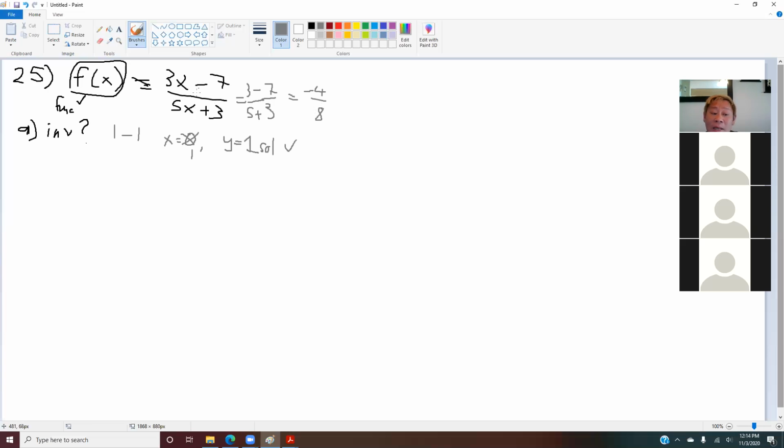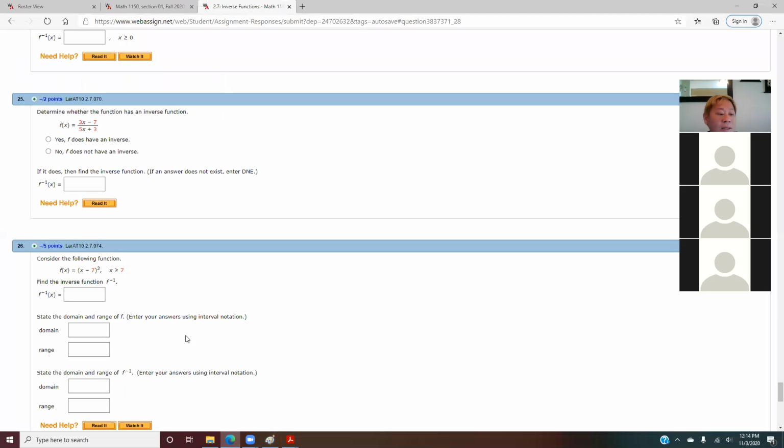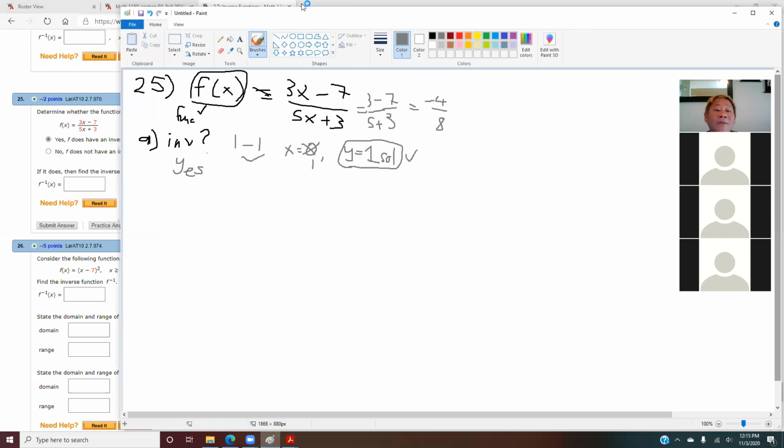So what happens here is no matter what number you plug in for x, you always end up with one answer or one solution. That means this is one-to-one. So does this have an inverse function? The answer is yes, it does have an inverse function. So now we need to find the inverse function.